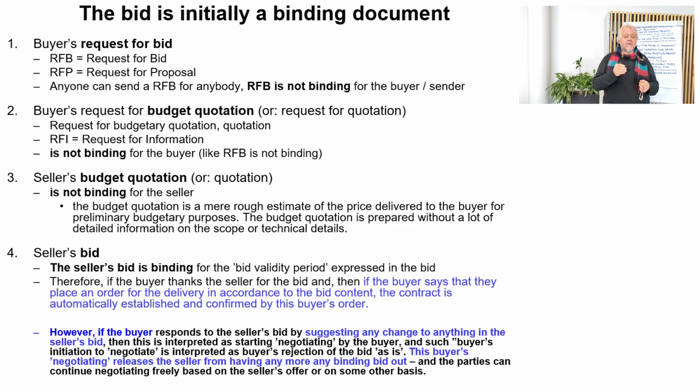And the budget quotation is a kind of rough estimate of the price delivered to the buyer for preliminary budget purposes, with rather inaccurate initial data for making the bid. So it is just a budgetary quotation or budget quotation, and it is not binding for any of the parties, not for the seller and not for the buyer.